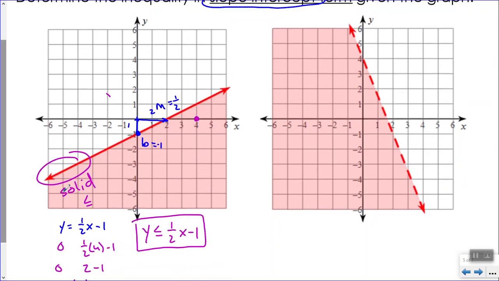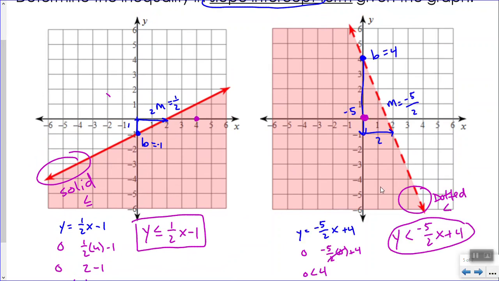Go ahead and pause the video and try the second inequality. Alright, so for this one, again, we start with our slope and our y-intercept. We have a y-intercept of 4 and a slope of -5/2. So our boundary line is y equals -5/2x plus 4.